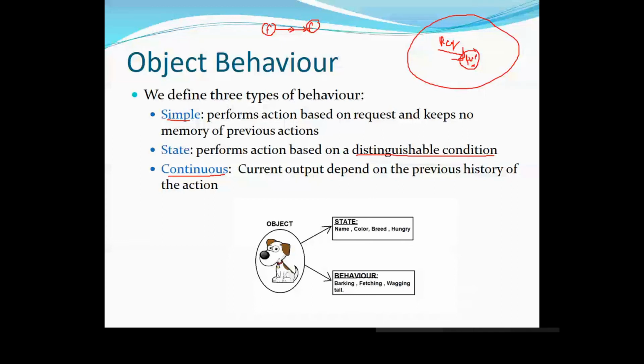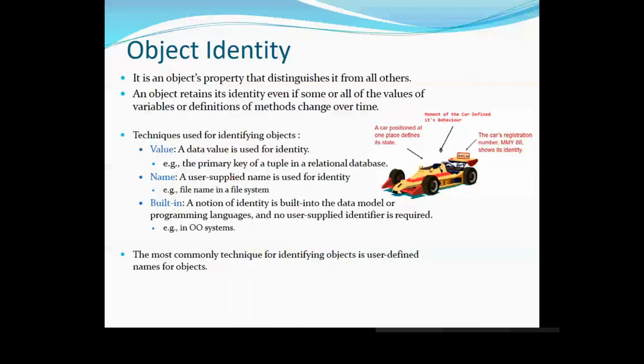The object identity has to be unique. It is used to distinguish this object from other objects. So you say this is my car, for example. How do you know this is my car? Because it has a registration number, it has a different color, it has a brand, it is registered under my name. So this is the identity of the object. Even if some of the values or all the values are changing over time, the object identity is still unique and could be recognized in the system.